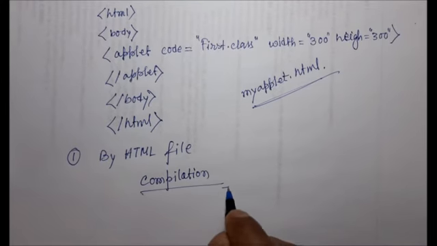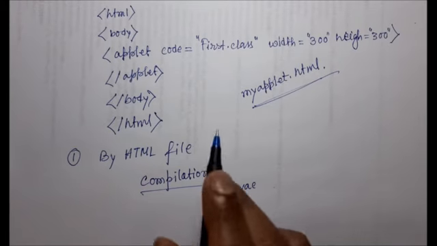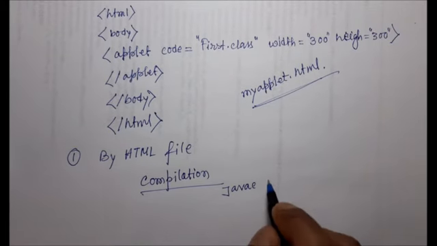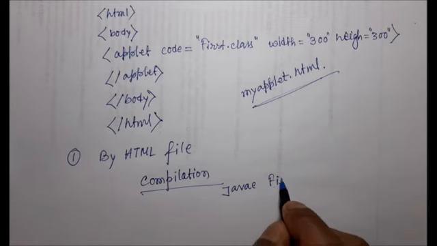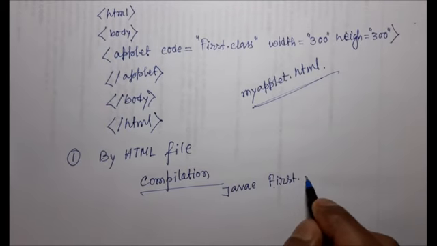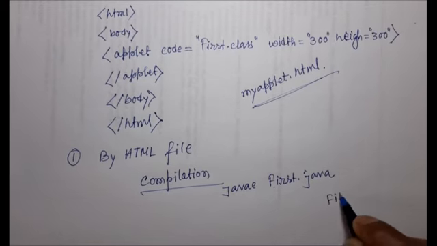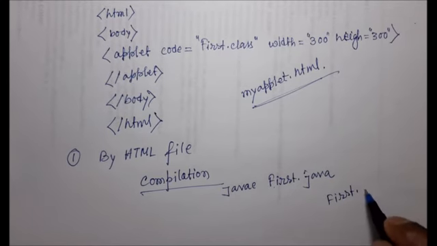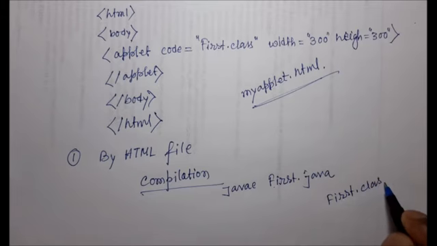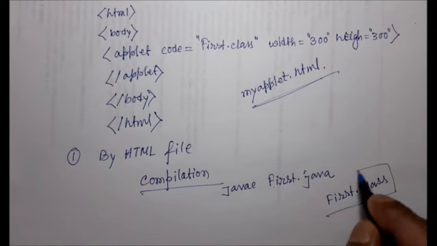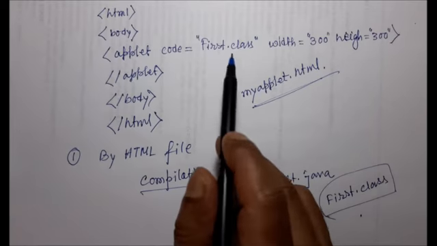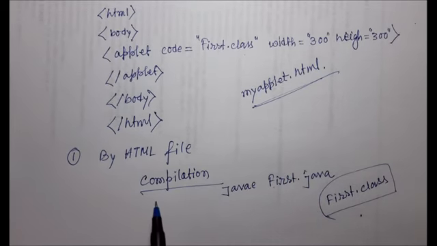So compilation, I have to write javac, the Java compiler. Then what is the name of the file? First.java. So I have to write first.java. Why? Because if I compile this file, I will get first.class. After successful compilation, I will get first.class. This class file I am just calling here, writing here to execute this one. So this is the first procedure.